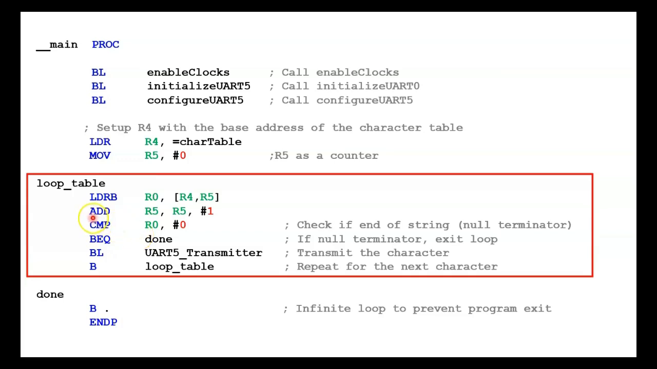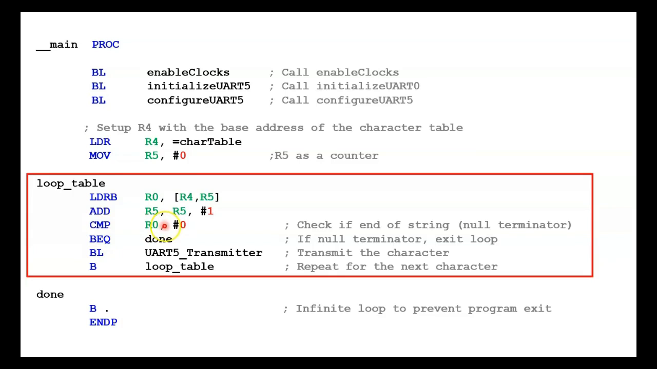Okay, so this add instruction, add R5, R5, #1. Basically, this will increment the contents of R5 by 1. That basically moves to the next character in the string. Then we come to the CMP compare instruction.